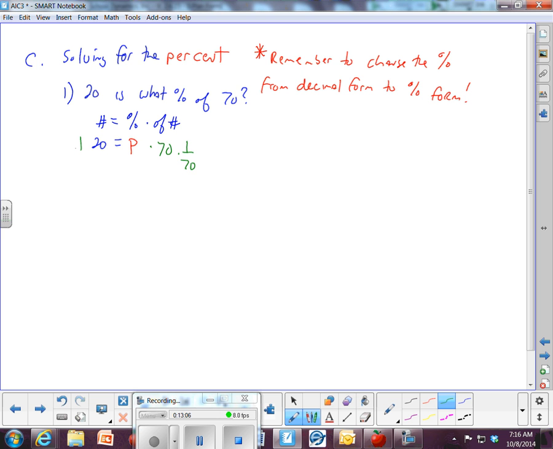I'll do the shortcut after this. I just want to keep that fresh in your mind, right? So we're multiplying by the reciprocal, and we're going to take our calculator. We're going to do 20 divided by 70. Now, I'm going to show you what my calculator reads. 0.285714, etc. equals P, right?